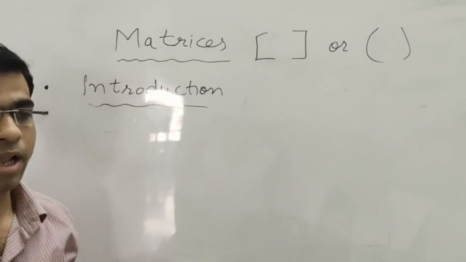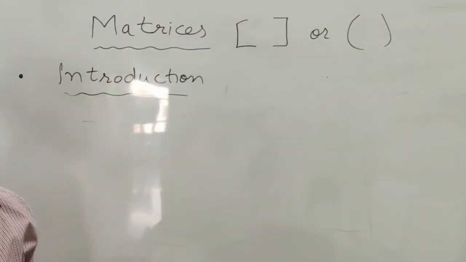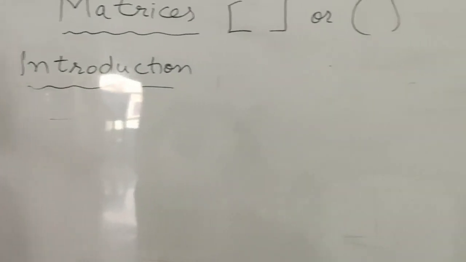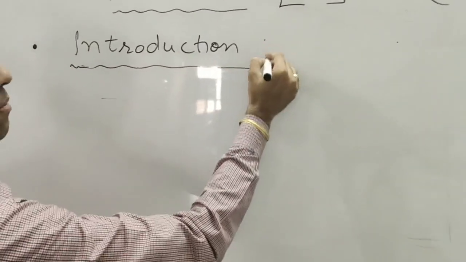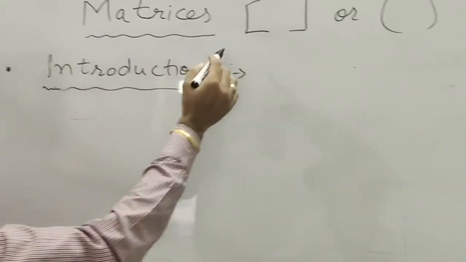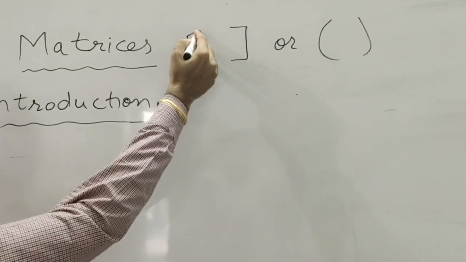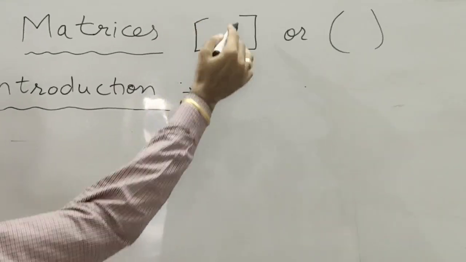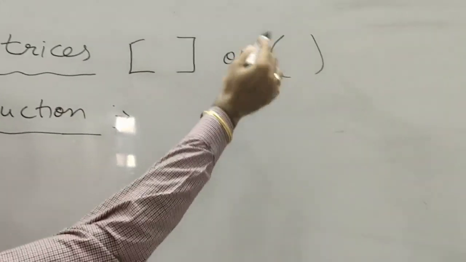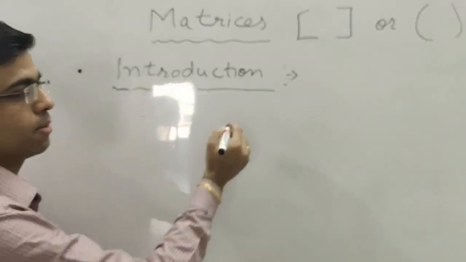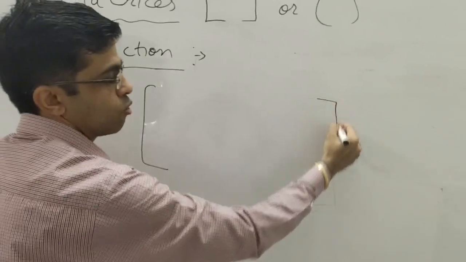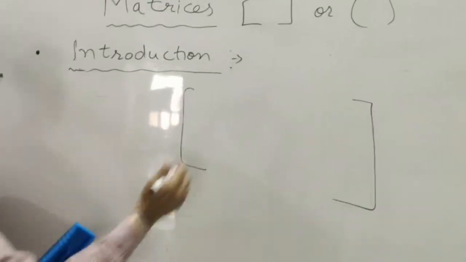Today we will start our third unit, that is matrices. Now come to the introduction part about matrices. A matrix is denoted or represented by square brackets or round brackets, round parentheses. In this introduction part I am taking one example to explain matrices to you.